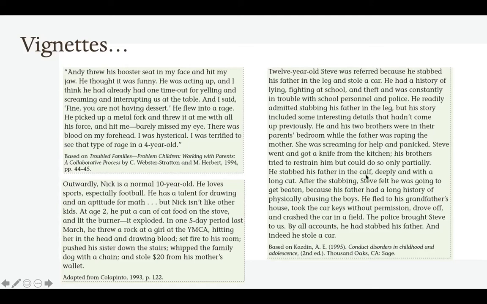Stabbed the father in the calf. After stabbing, Steve felt like he was going to get beaten because of his father. His father had a long history of physically abusing boys. So then he fled with the car without permission, crashed in a field. But stealing the car, just other issues here that we can see that match up with what we read in the DSM earlier.